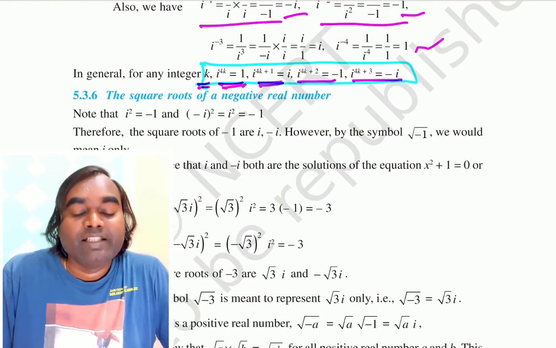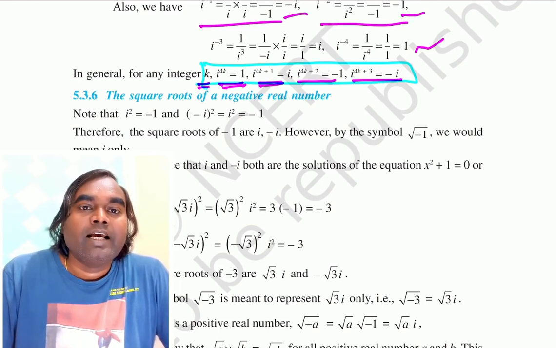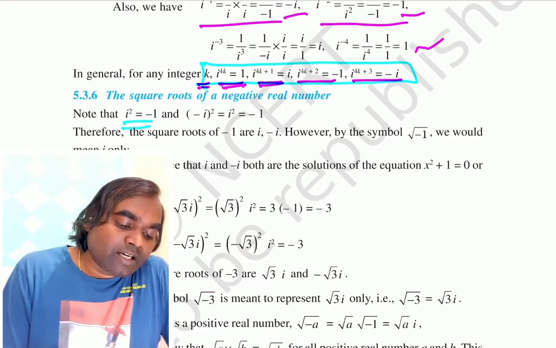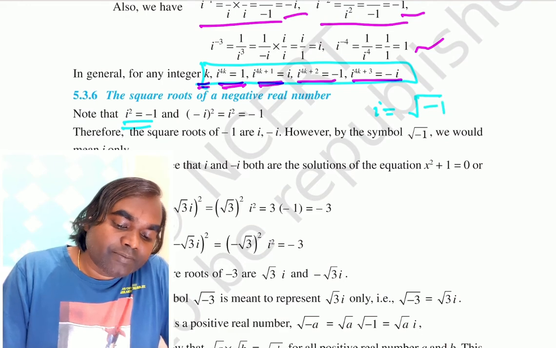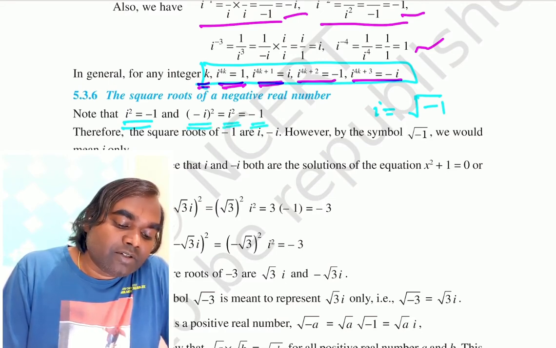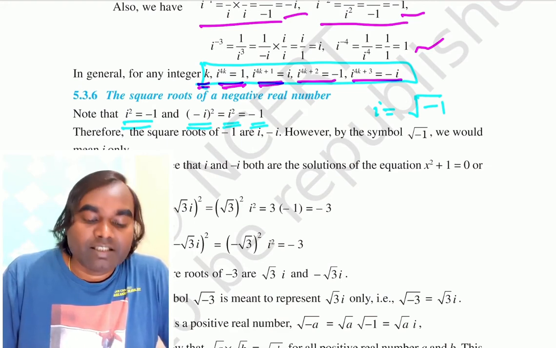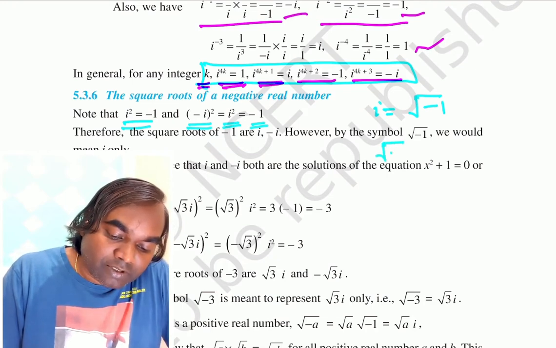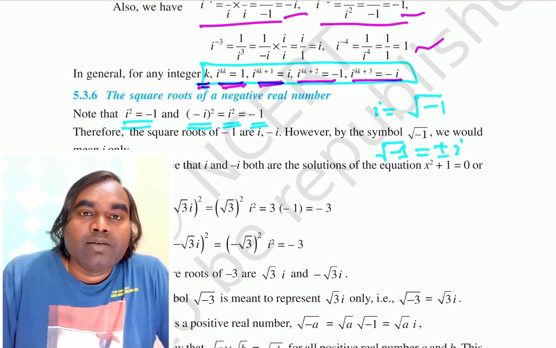Now let us talk about the square root of a negative real number. So if you are given a negative real number, suppose this is minus 16, and you are asked to find the value of square root of this number, that is square root of minus 16. So how can you find that? So let us learn. Since we know that i square is equal to minus 1, that can be written as i is equal to square root of minus 1. Similarly, minus i to the power 2 can be written as i square, that is equal to minus 1. That means the square roots of minus 1 are i and minus i, that is square root of minus 1 can be written as plus minus i. However, by the definition we only take the plus i.